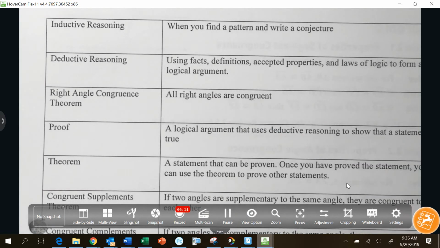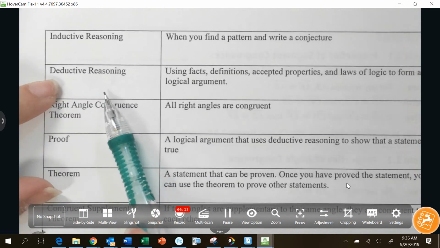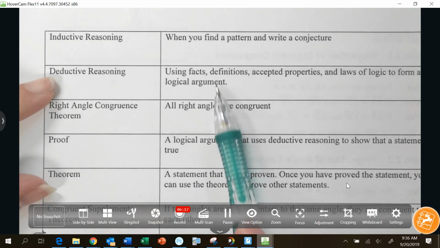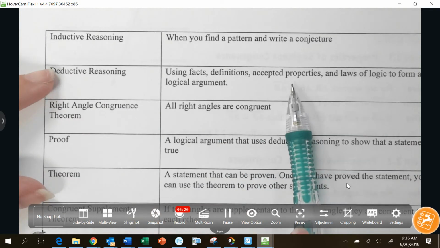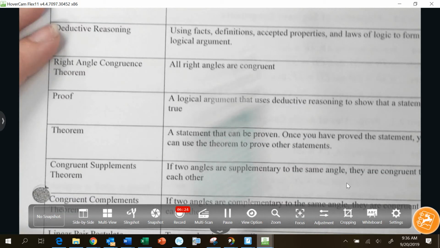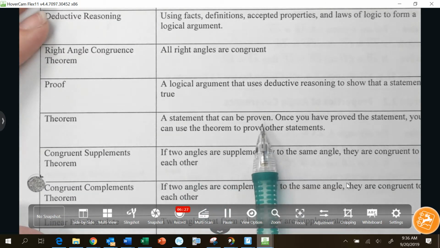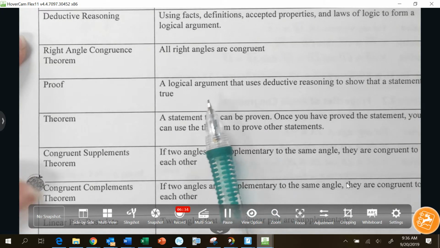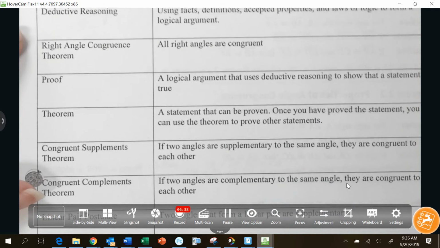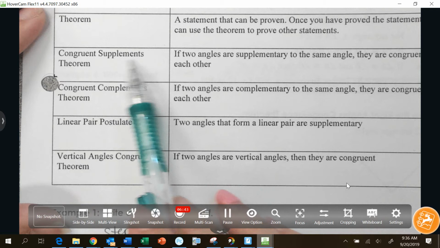Where was I? Deductive reasoning. That's what we're doing right now. That's what we're doing with these proofs: you're using facts, definitions, and properties to find theorems. A theorem is a statement that can be proven, whereas postulates, which we were talking about before, are just statements that are accepted. And a proof is a logical argument that uses deductive reasoning to show that the statement is true. So we just went through proving the congruent supplements theorem.